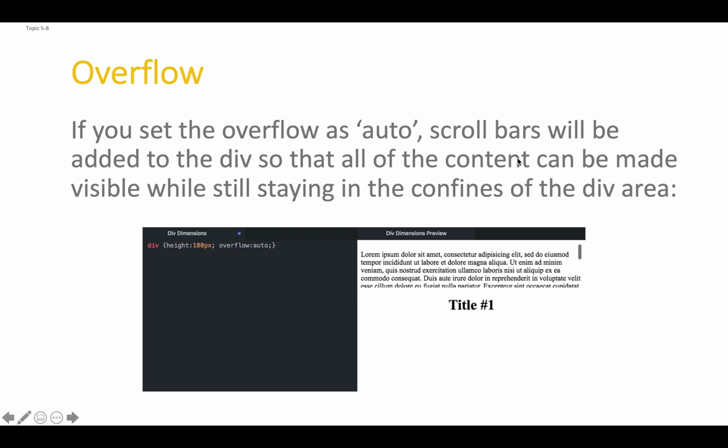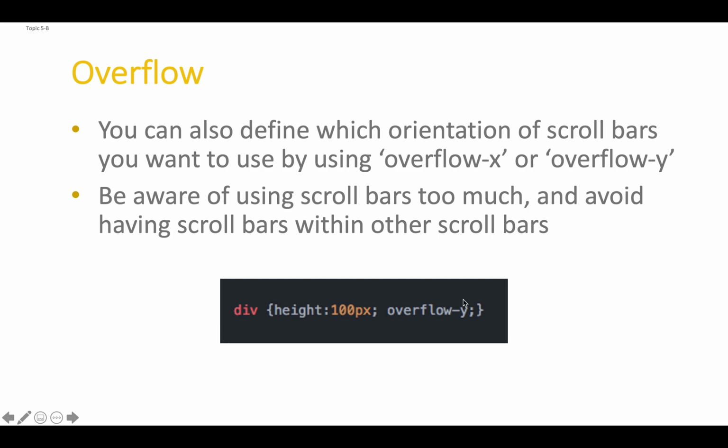If you set the overflow as auto, then scroll bars will be added to the div so that all the content can be made visible while still staying in the confines of the div area. So it creates a box that has a scroll bar on the side, but it doesn't overflow into the next section. You can also define which orientation of scroll bars you want to use by using overflow-x or overflow-y. Be aware of using scroll bars too much and avoid having scroll bars within other scroll bars.